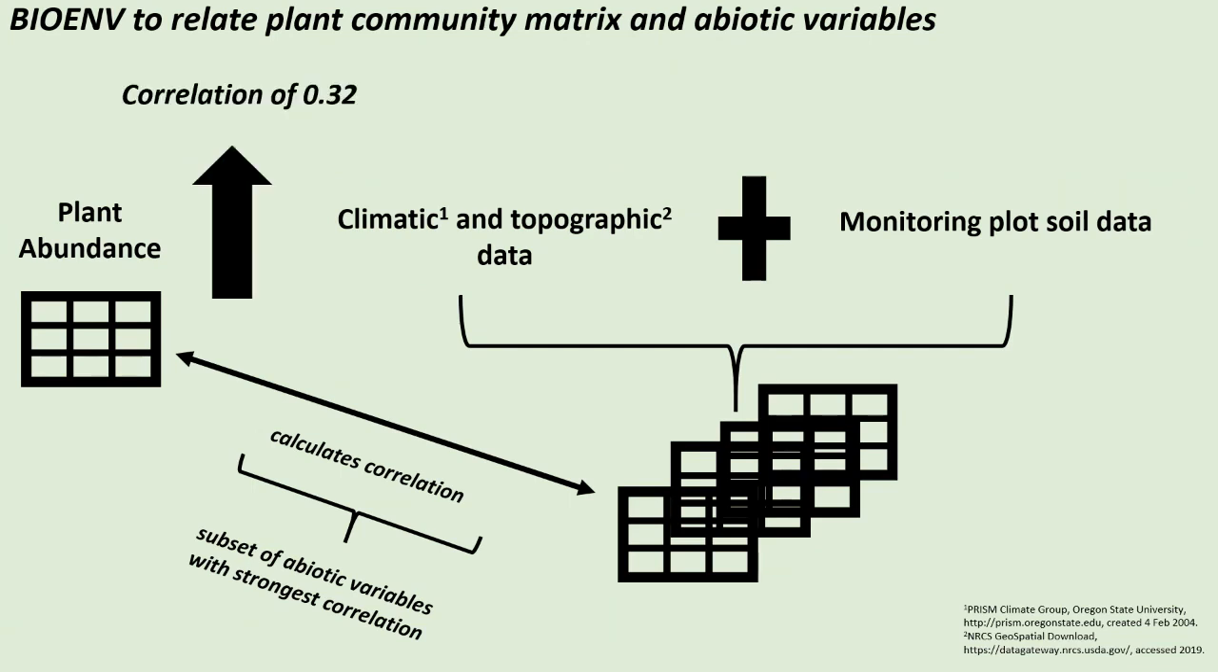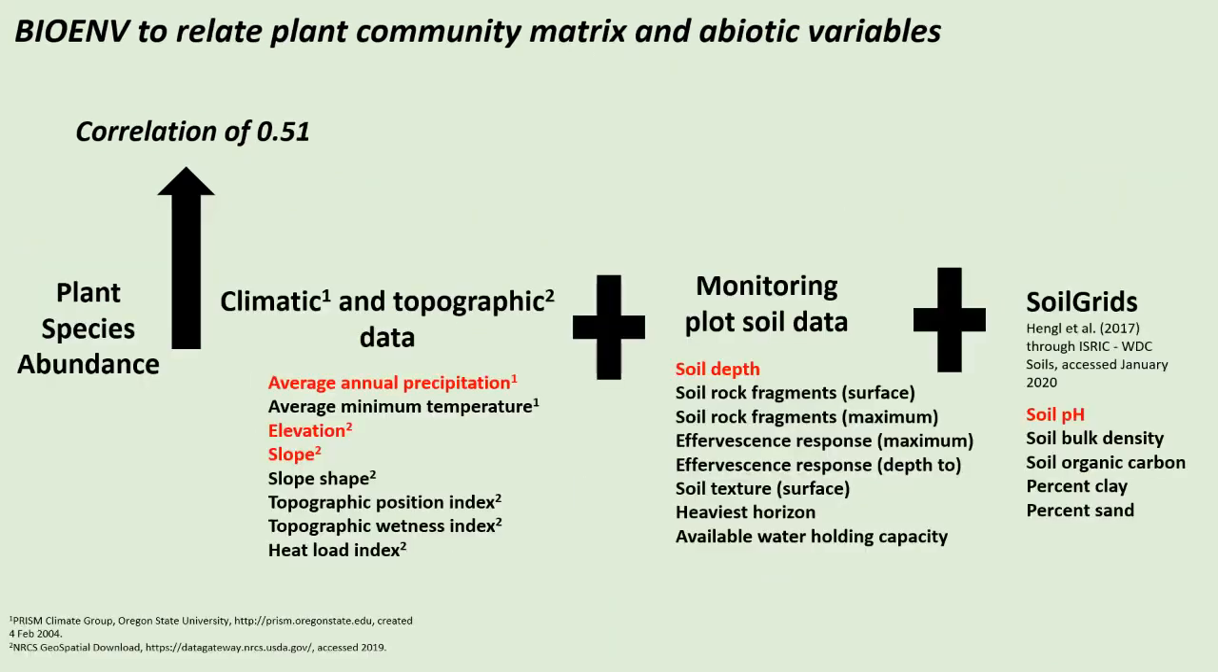And I was consistently getting pretty low correlations when I ran this. So I decided to pull in additional abiotic data from the Soil Grids digital soil mapping product. And this did bump the correlation up, particularly the inclusion of the soil pH variable from Soil Grids.